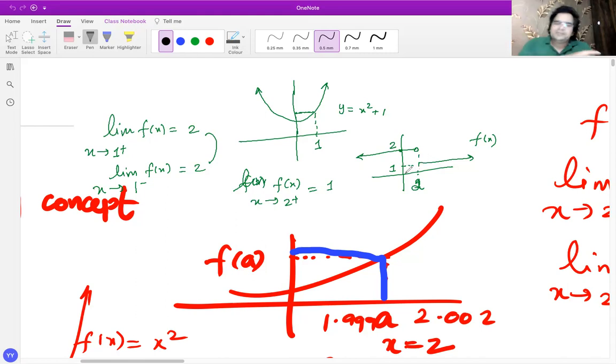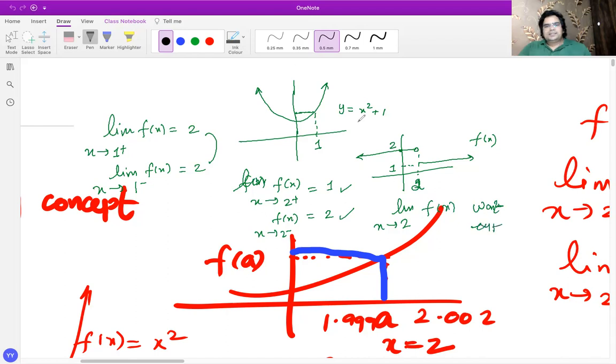While you talk about the left hand limit, when x is slightly smaller than 2, let's say x tending to 2 minus, the value of this is nothing but 2. So this is what is called the left hand limit. Now here your right hand limit and left hand limit are both different, and hence you say that the limit around the value 2 for the function won't exist.